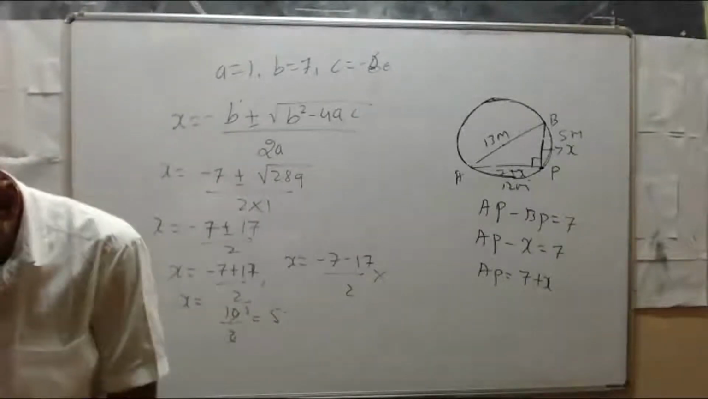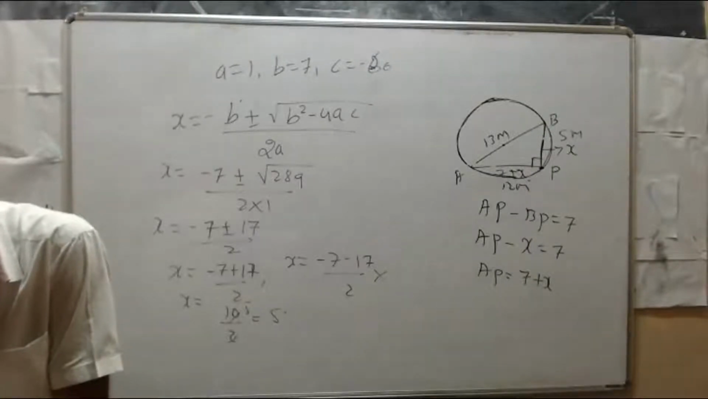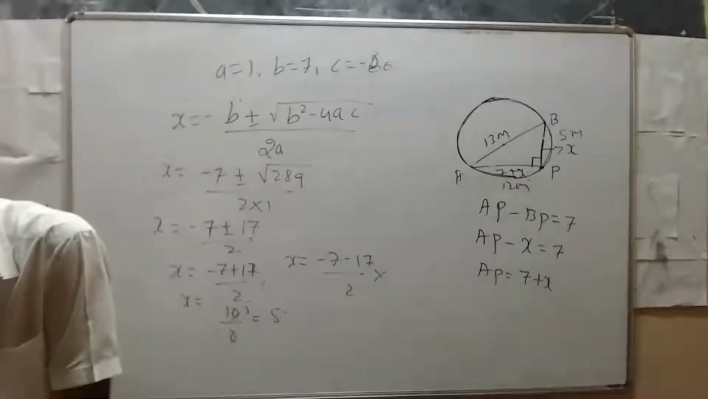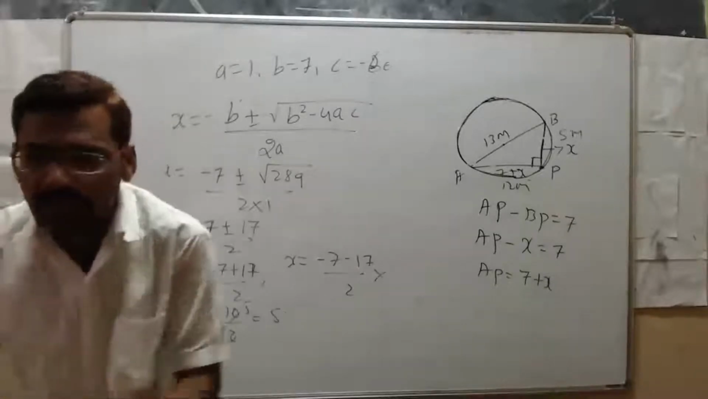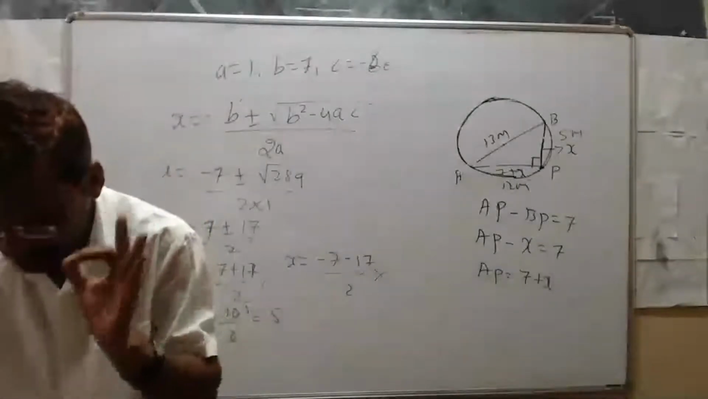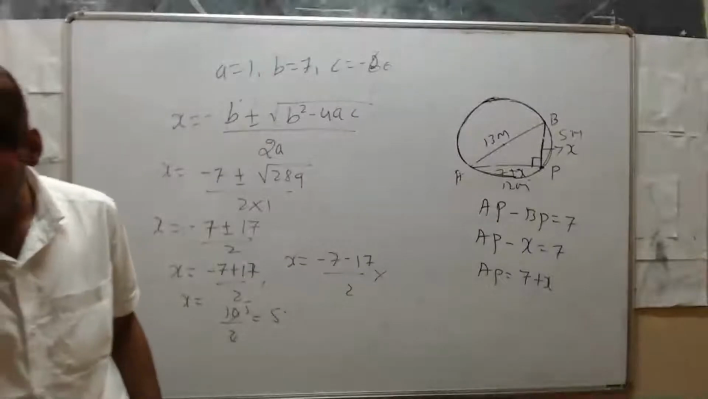Next, 18th one. Find the discriminant of the equation 3x square minus 2x plus 1 by 3 is equal to 0, and hence find the nature of roots. Find them if they are real. When we get that the roots are real, then find which are the roots.